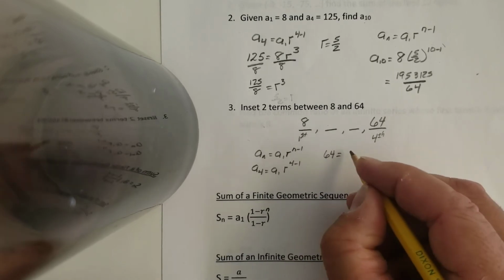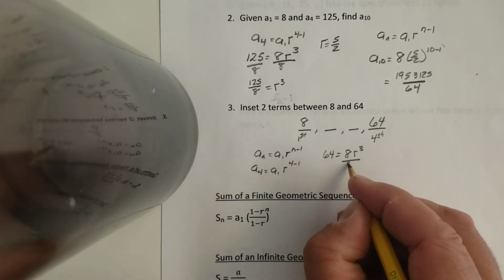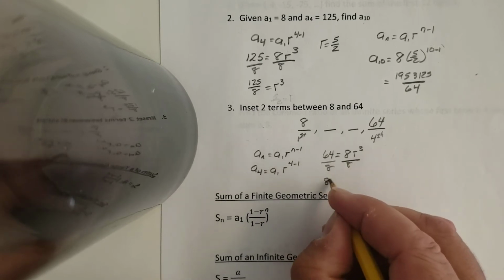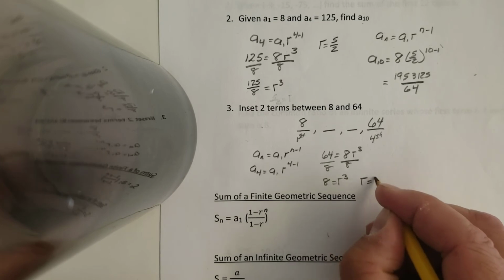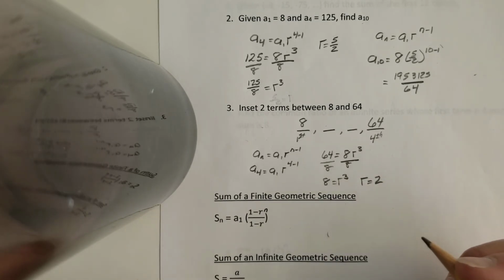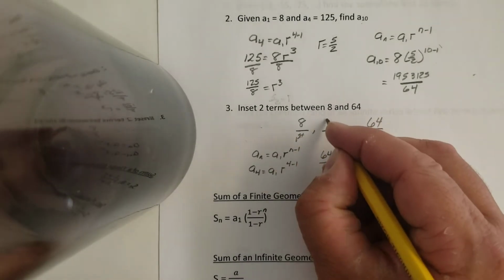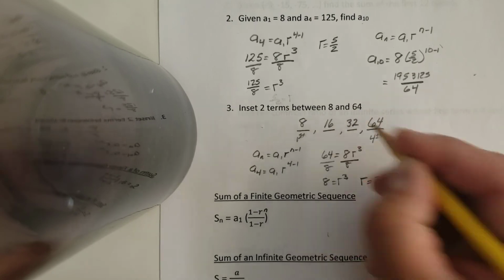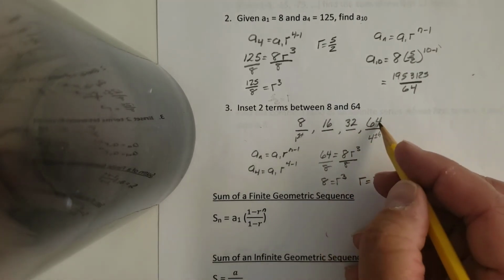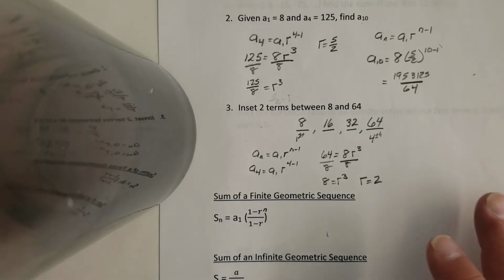64 equals 8 times r to the third. Divide by 8. I have 8 equals r to the third. Take my cube root. My ratio is 2. Now I have to find the two terms. So 2 times 8, 16. 2 times 16, 32. 2 times 32, 64. Perfect. Okay? Now we're going to move on to the sum.